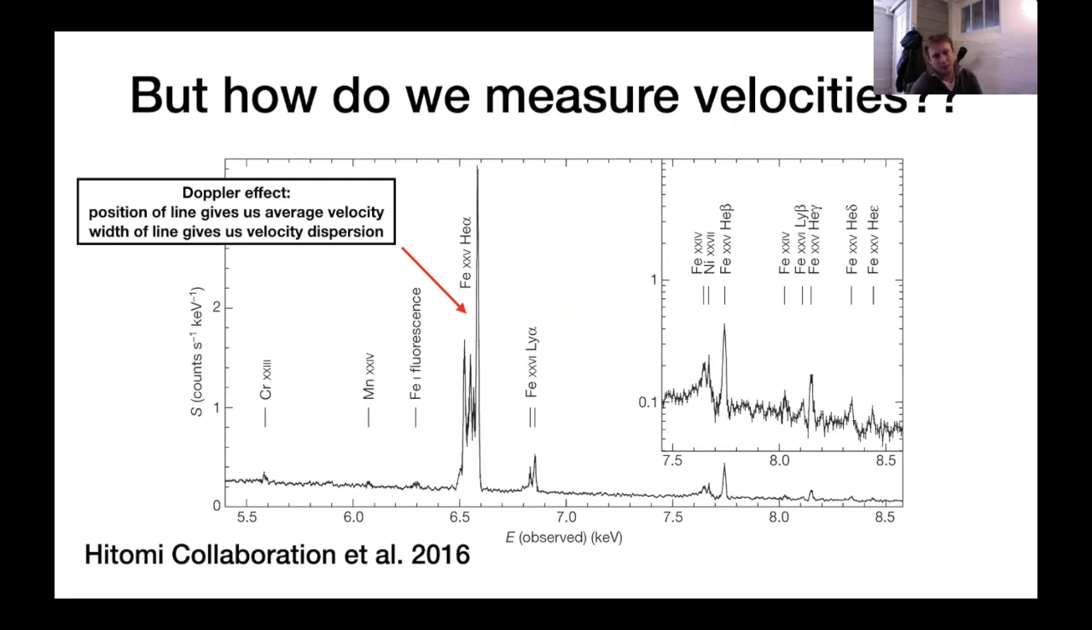If it moves from the position you would expect it to be in the laboratory, it means that the Doppler effect has shifted the position of the line, and you can measure that shift to measure the velocity. But if you also measure the width of the line, so if the line is a bit fatter than you would expect it to be in the laboratory, then this gives the velocity dispersion. In other words, what's the range of velocities? So we use this information to tell us what the velocities are.